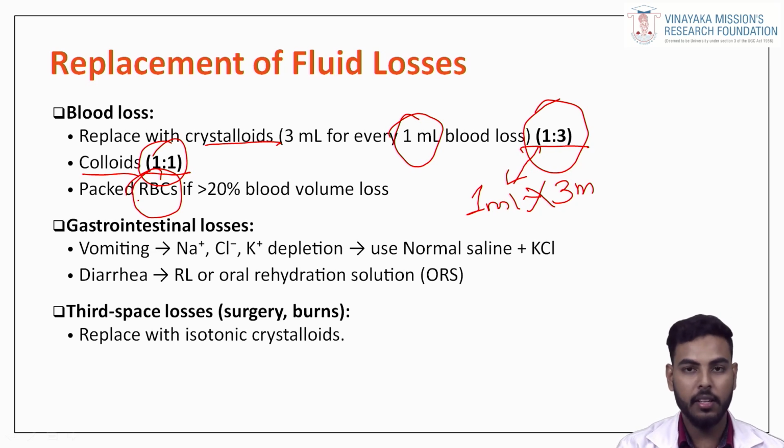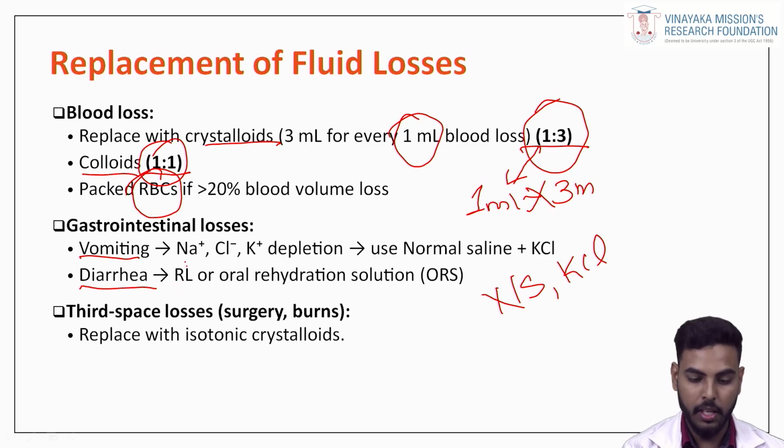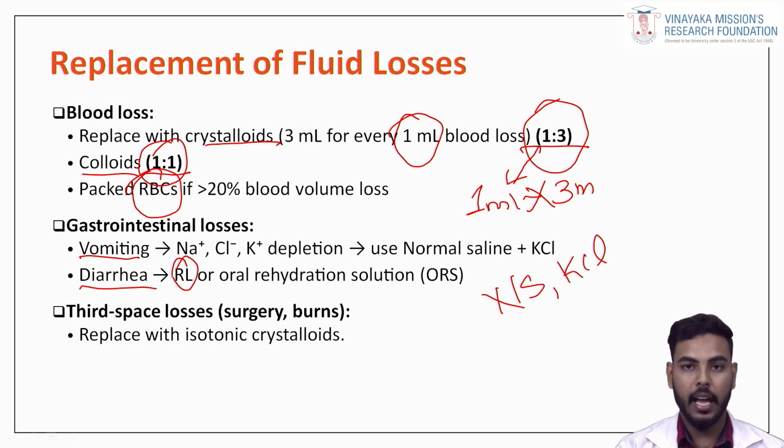Whenever we have gastrointestinal losses, that is due to ongoing vomiting or diarrhea. This is the gastrointestinal losses. So there will be sodium depletion, chloride depletion, potassium depletion. At that time we will be providing the patient with NS or KCl, potassium chloride solutions or normal saline solution. So whenever the patient is having diarrhea, we will be providing the patients with the RL, that is Ringer's lactate solution, and then ORS, oral rehydration salts.